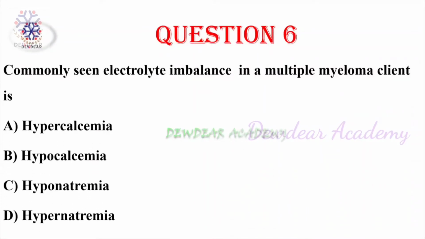Next question: commonly seen electrolyte imbalance in a multiple myeloma client is. Options: hypercalcemia, hypocalcemia, hyponatremia, hypernatremia. The correct answer is hypercalcemia. Cancer-related hypercalcemia is the most frequent metabolic complication in patients with cancer. It is associated with multiple myeloma and lymphoma.